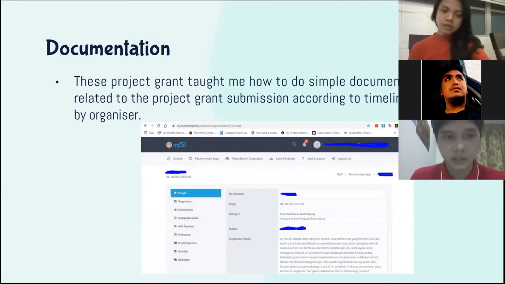Okay, for second is the documentation. So what I have learned from this documentation taught me how to do a simple documentation related to project grant submission, according to the timeline given by the organizer of the project grant.